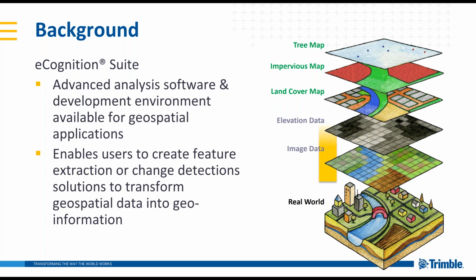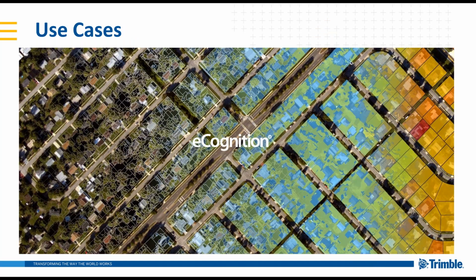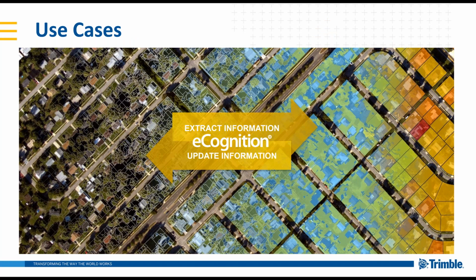The use cases, just brief here. We're about extracting information, but also about updating information. So we can take information from our imagery, create, for example, a vector file that then flows into our GIS workflows. But we can also take an existing GIS file, say a vector data set, and update that based on the newest flights that we have.